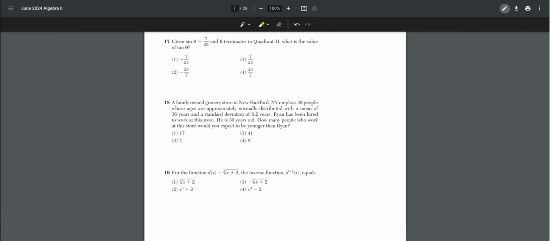Number 17. Given sine of theta is equal to 7 over 25, and theta terminates in quadrant 2, what is the value of tan theta? Well, we know sine is equal to opposite over hypotenuse. So 7 is the opposite, and hypotenuse is 25. We can draw a triangle to model this.